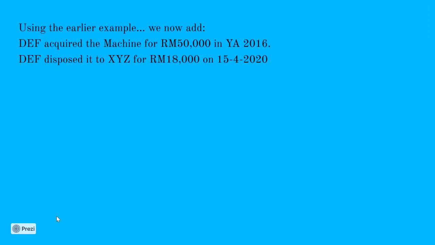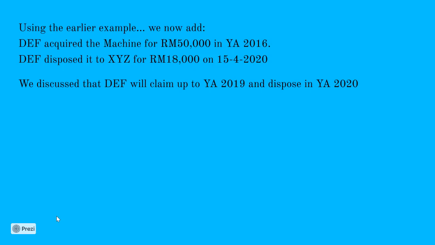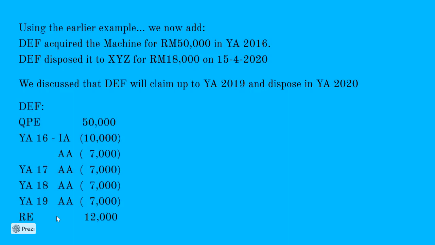Right, let's just look at the computational aspects. Using the same earlier example, we now add some additional information. DEF actually acquired the machine for 50,000 in year of assessment 2016 and disposed it to XYZ for 18,000 on 15th of April 2020. We've discussed that DEF will claim up to 2019 and dispose it in YA 2020. So you will expect your computation looks like this.